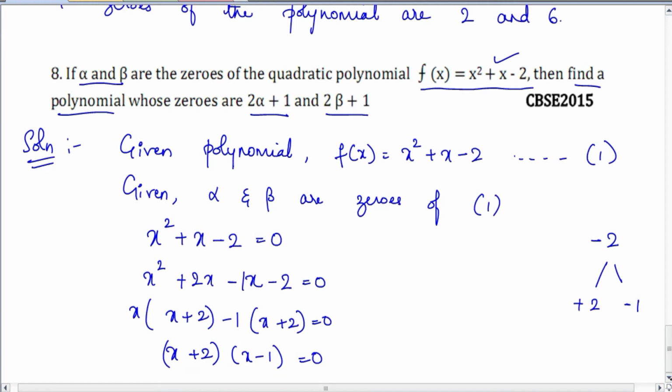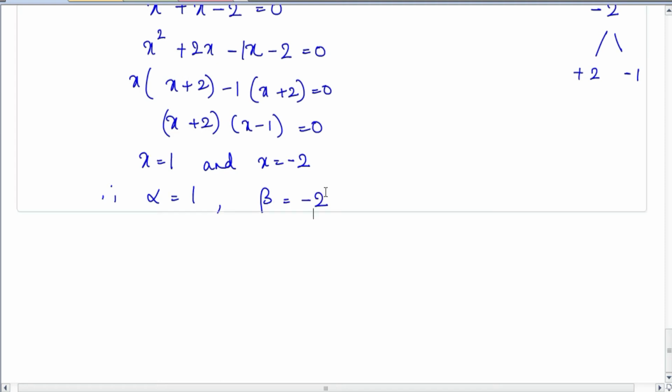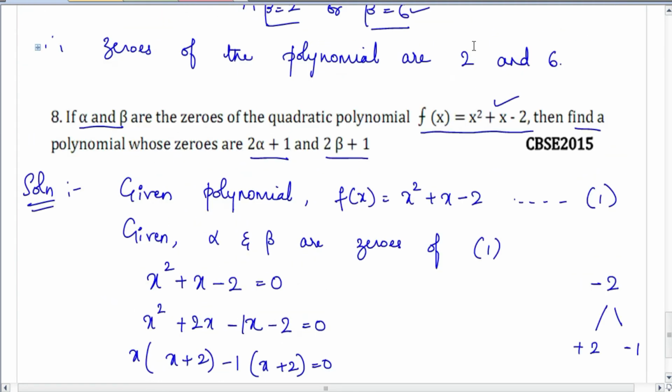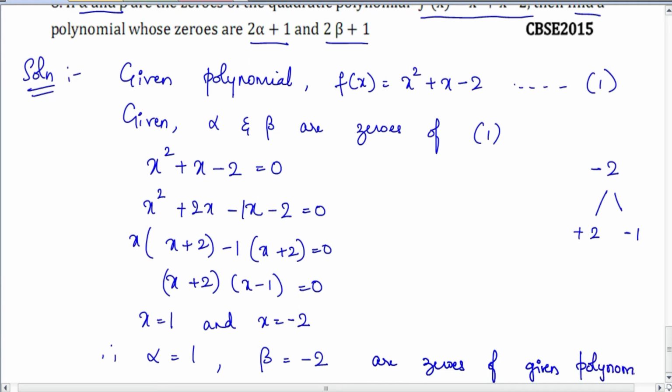Now what are the zeros of this polynomial? x equals 1 and x equals minus 2. Therefore, alpha is 1 and beta is minus 2, right? Now, these are the zeros of the given polynomial. Now, we are supposed to find another polynomial.